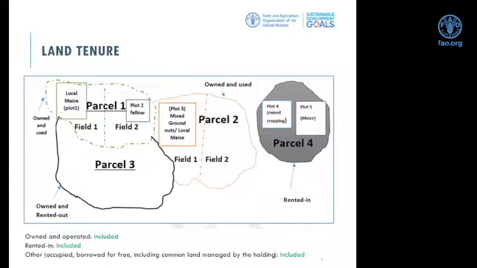One important point to note is that common land, which is used by this agriculture holding, is going to be included in the scope if and only if it is exclusively managed by the agriculture holding. If the agriculture holding is sharing the common land with other farms, then it's not going to be considered for sustainability assessment, and that should be excluded from the agriculture land area of the farm.